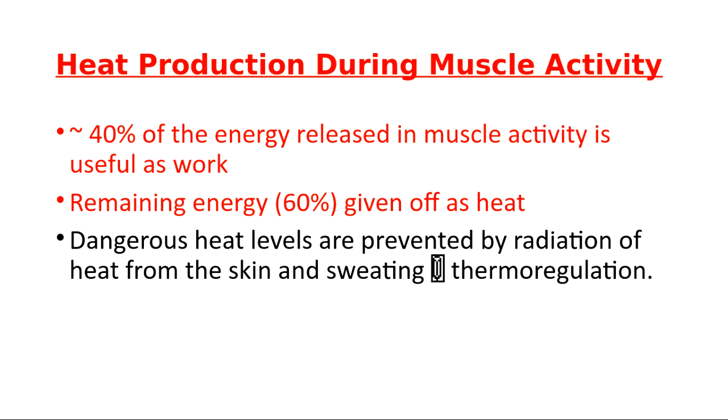Now, during exercise, there's also heat production. Remember that about 40% of the energy released during muscle activity is used for work, which leaves us with 60% that is going to be used to give off heat. So, comparatively speaking, this is a pretty efficient mechanism. A car, for example, will be a lot less efficient than skeletal muscle is. The 60% given off as heat is what keeps the body temperature constant, and is also involved in thermoregulation when we're cold, for example.